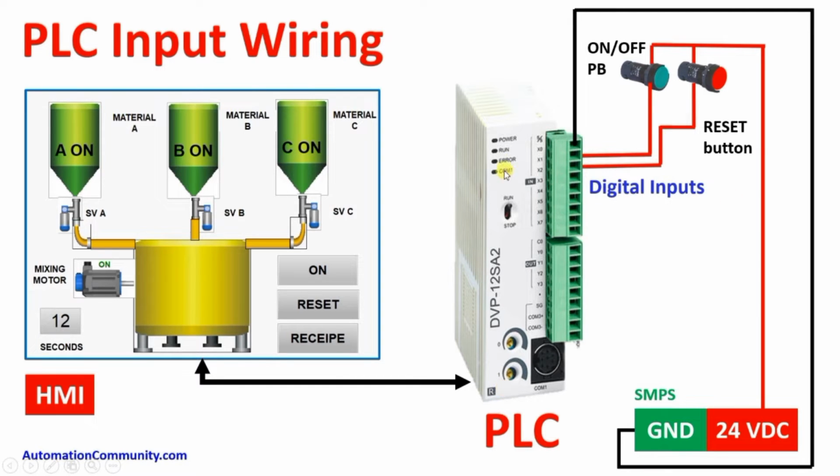Similarly, we will understand the digital inputs for our buttons. First of all, in the source sink, we will connect the ground of our SMPS. After that, we will take the 24-volt supply and connect it to each off button terminal. Another terminal of the on off button we will connect to X0, and another terminal of the reset button we will connect to X1. So we have to remember this addressing. These are our digital inputs.